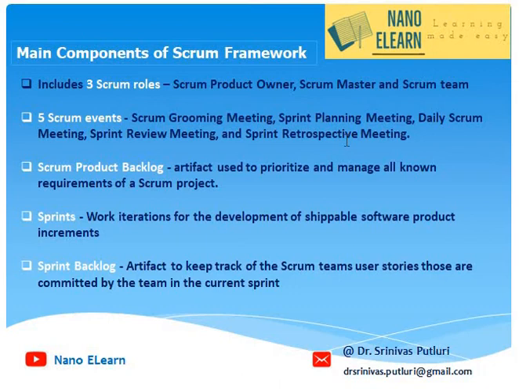Then, Scrum Product Backlog. It is an artifact that is used to prioritize and manage all known requirements of a Scrum project. Let us see what are sprints. These are the work iterations for development of shippable software product increments. These are none other than releases, which is an equivalent term in traditional project development. Sprint backlog, as I said, is an artifact in an Agile tool used to keep track of the Scrum team's user stories that are committed by the team to be taken up in the current sprint.